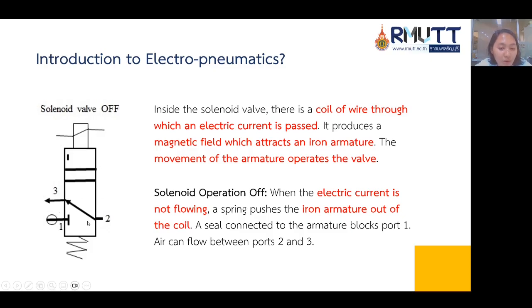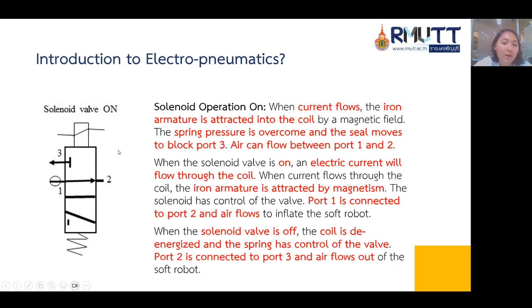Solenoid operation off, when the electric current is not flowing. A spring pushes the iron armature out of the coil. A seal connected to the armature blocks port 1. Air can flow between ports 2 and 3. This is when the solenoid valve is in off condition.